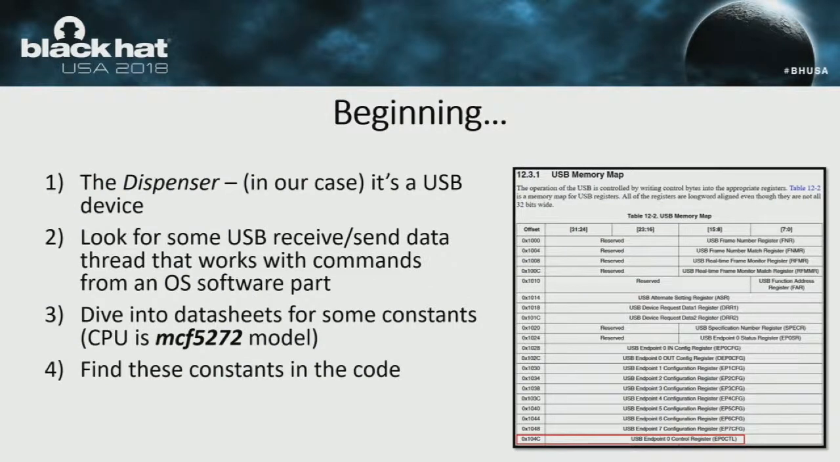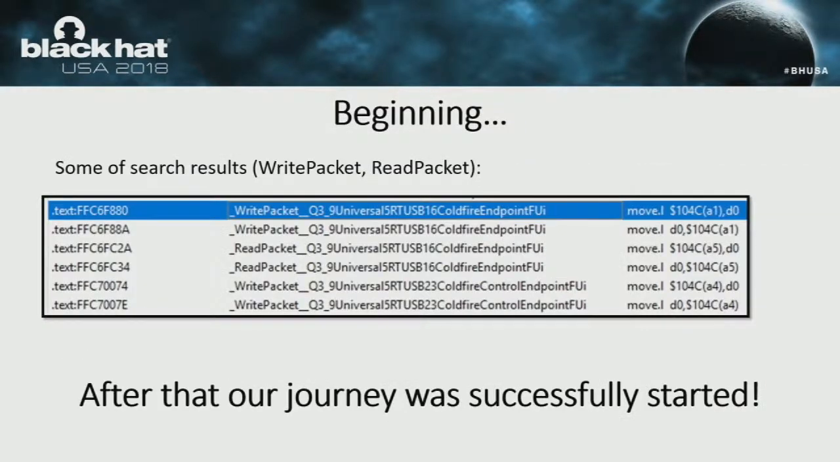To start with, we must understand that in our case we have a USB device. So the firmware must contain some code that is responsible for sending and receiving command packets. To find the code, we must find the CPU name on its chip and find the datasheet document along with the USB control register and data register constants. Here are some of the search results of those constants. As you can see, we have found write packet and read packet functions.